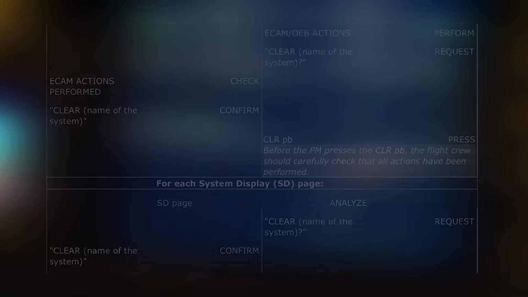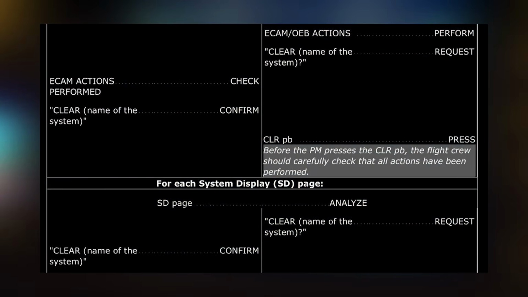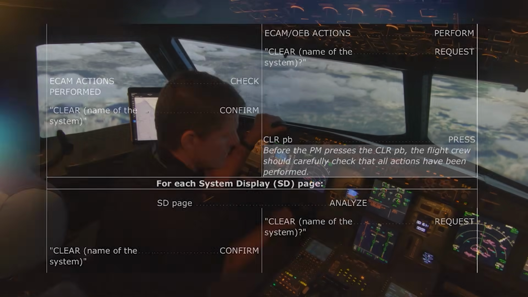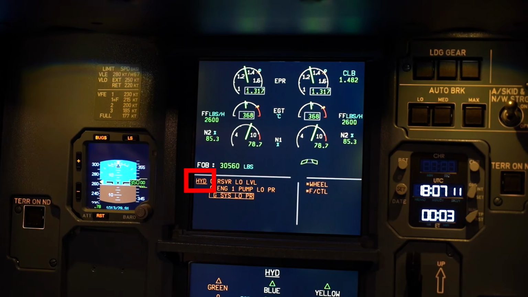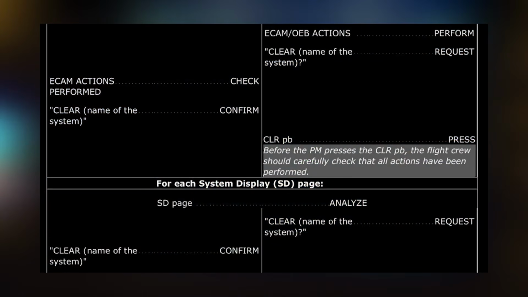Once the ECAM actions for the primary failure are completed, pilot monitoring says, Clear hydraulic. Notice he uses the underlined name of the system. Pilot flying verifies ECAM actions are completed and then says, Clear hydraulic. This will clear the ECAM memo. If secondary failures are present due to the primary failure, the ECAM will present the system display pages for analysis after the left side of the ECAM actions are cleared.